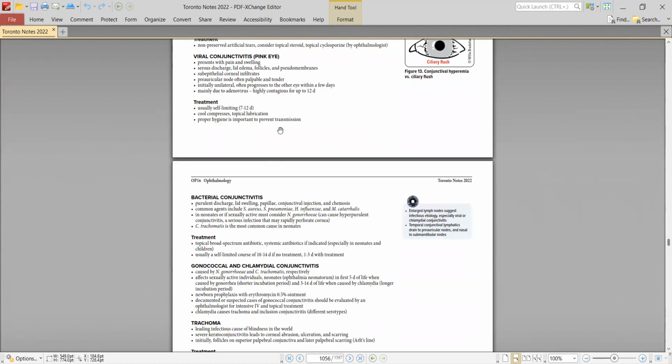Proper hygiene should be maintained to prevent the transmission. So they should not rub the eyes. If you rub the eyes, then it is more likely to get a bacterial infection. Viral conjunctivitis comes with a viral infection. Only clear serous discharge is there from the eyes. Lids have edema, swollen eyes are there. Follicles are present. It can be unilateral or bilateral.